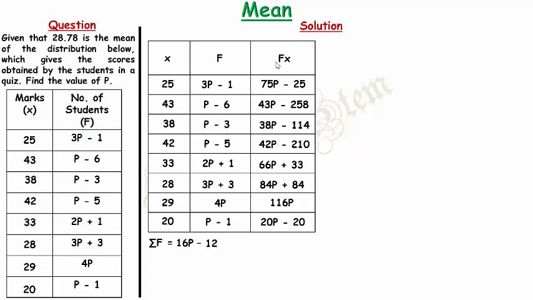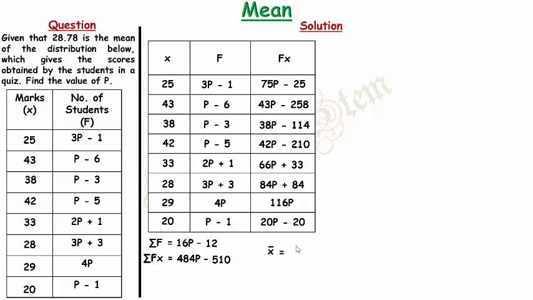Then I will now find the summation of the f of x column. So summation of f of x, I'll sum up the values with P. 75P plus 43P plus 38P plus 42P plus 66P plus 84P plus 116P plus 20P equals 484P. And then the other value, minus 28, minus 258, minus 114, minus 210, plus 33, plus 84, minus 20, equals minus 510.